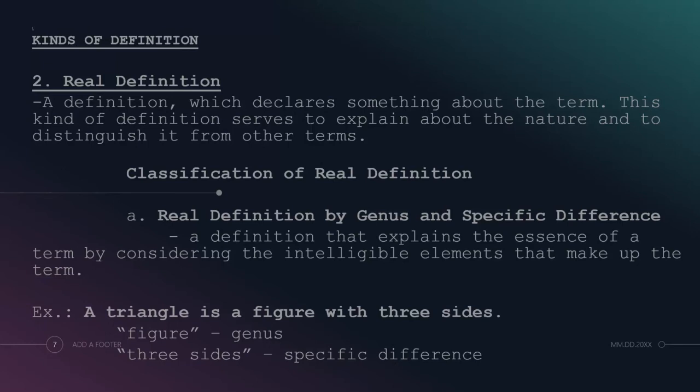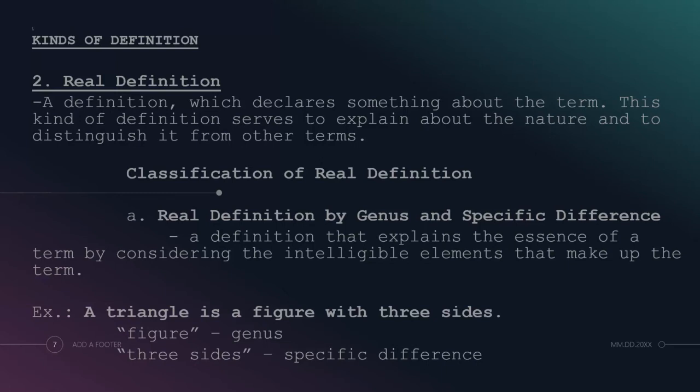So, a definition that explains the essence of the term by considering the intelligible elements that make up the term. So, let's have an example. A triangle is a figure with 3 sides. Okay? So, in this definition, you're trying to explain ano yung ibig sabihin ng term na yon by considering the other elements that make up it. Kung ano yung basis niya or paano siya nagawa. Like, for example of this one is, a triangle is a figure with 3 sides.